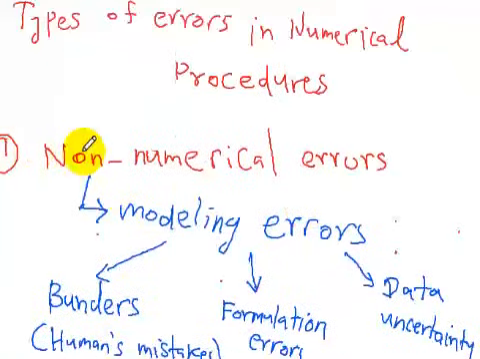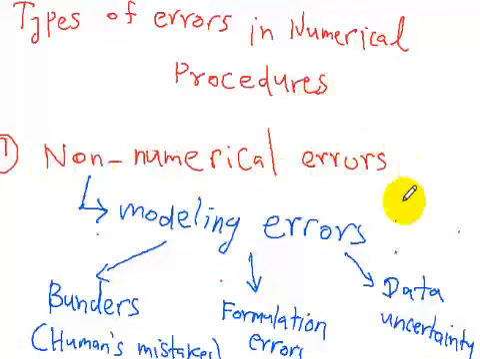Let's see what non-numerical errors are. These errors occur basically before we solve the mathematical model. Note that, I repeat that again: these types of errors occur before we solve our mathematical model, right?